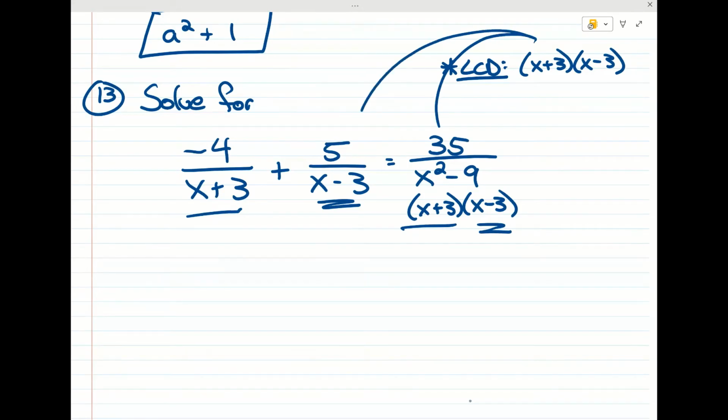It's going to be kind of a lot of writing. But the more work you show, the less likely you'll make a mistake. So I'm just going to go ahead and write x plus 3 times x minus 3 times each of these fractions.